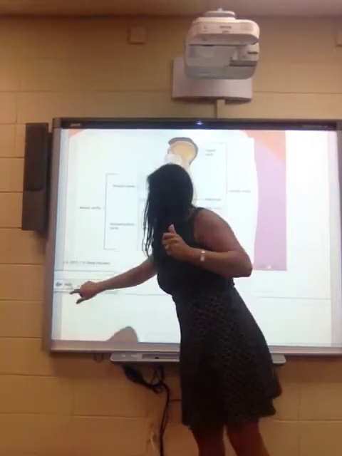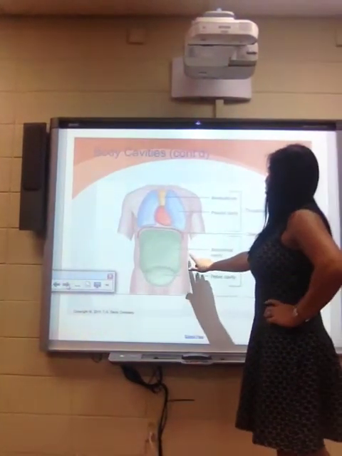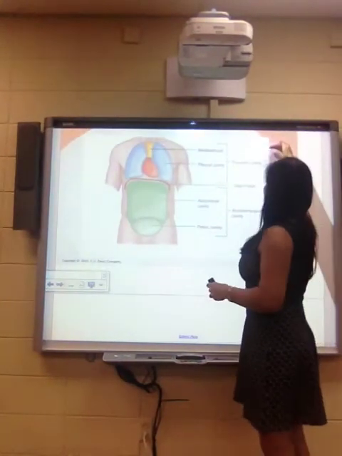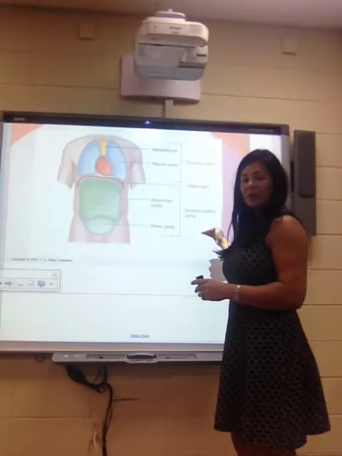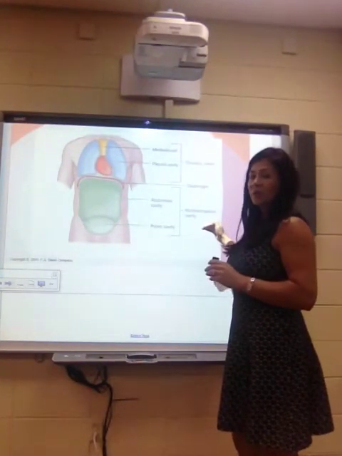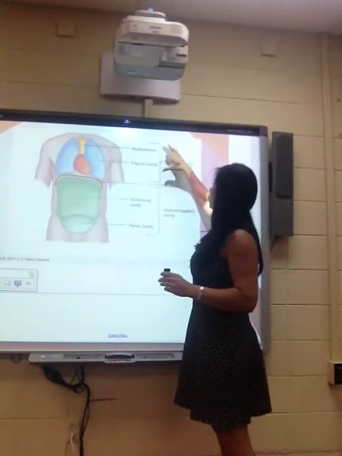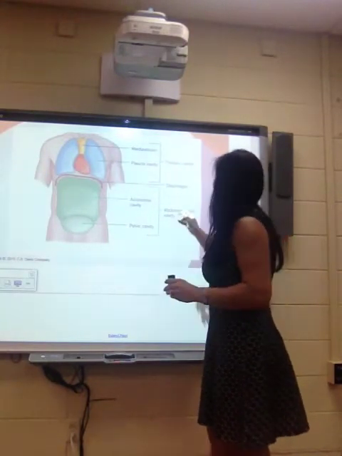That's it on that one. Still looking at your cavities. So remember, all of this would be in the category of your ventral cavity, the front side. This would include your thoracic and your abdominal cavities. We're just looking at it face on now.